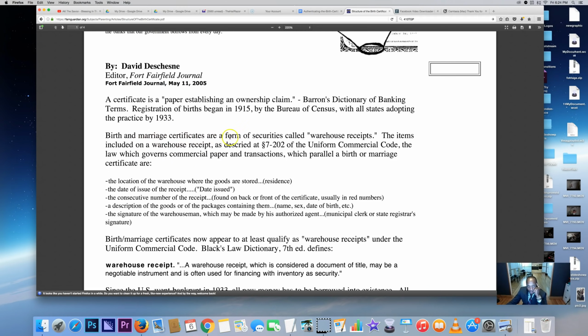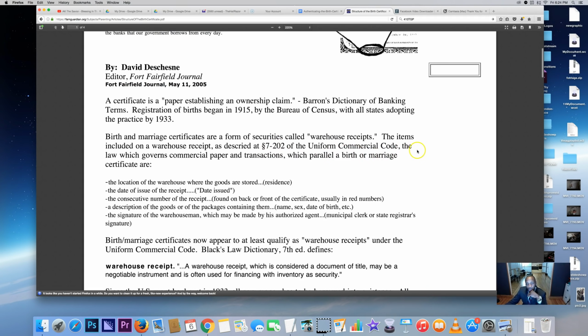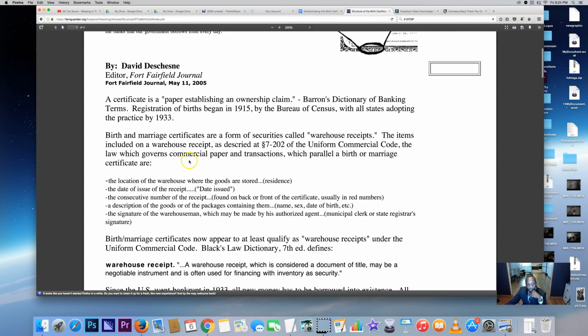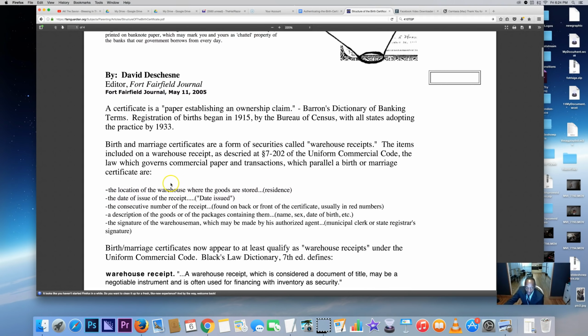Birth and marriage certificates are a form of securities called warehouse receipts. The items included on the warehouse receipt are described in the Uniform Commercial Code, the law which governs the commercial paper and transactions which parallel a birth or marriage certificate. The location of the warehouse where goods are stored is called a residence. So the location where the goods are stored is referred to as the resident.